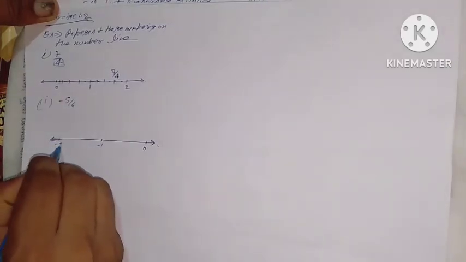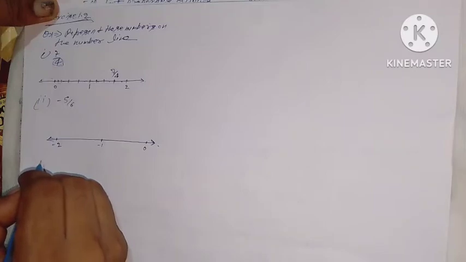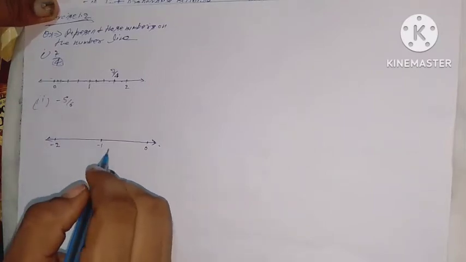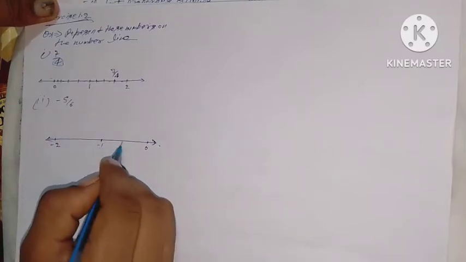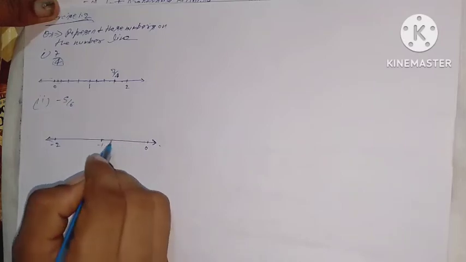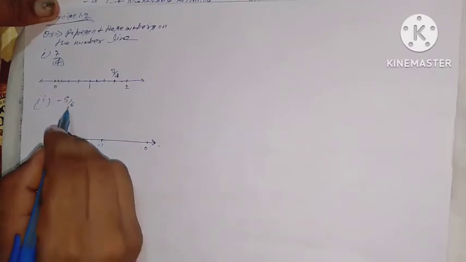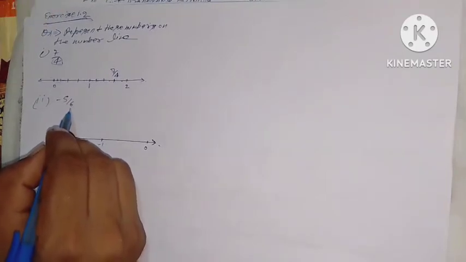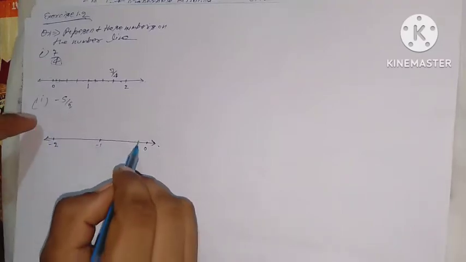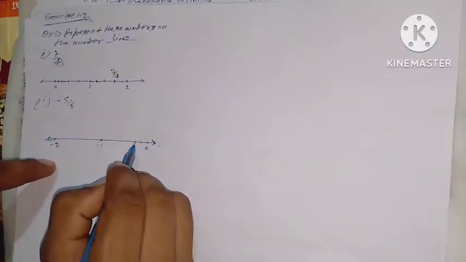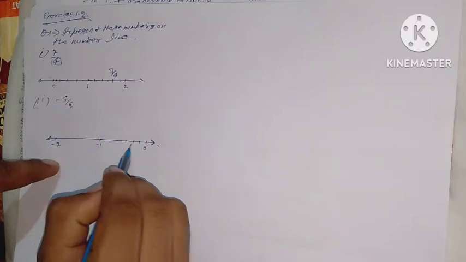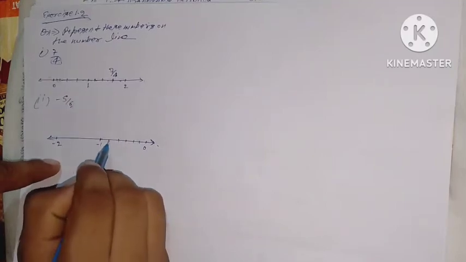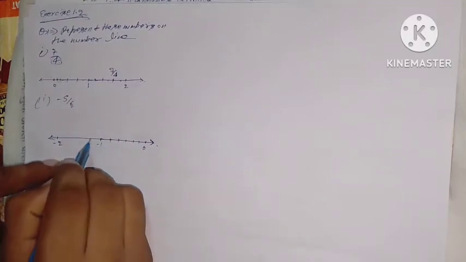This is minus 2. And we will divide this part of the number line into 6 parts, because the denominator of this question is 6. Then 1 part, 2 part, 3 part, 4 part, 5 part, 6 part.